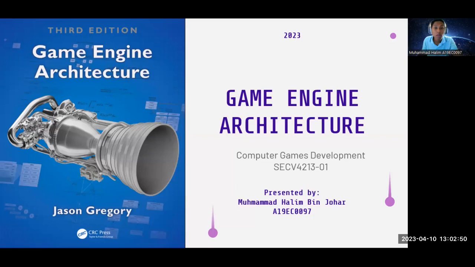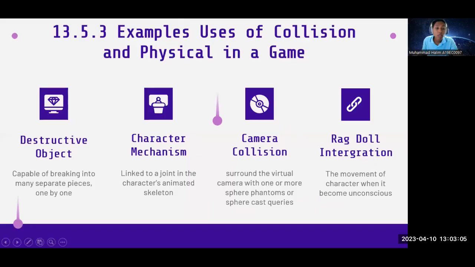In this video, I would like to present the review of the book named Game Engine Architecture by Gregory. So for chapter 13.5.3, it will explain examples of uses of collision and physics in the game. But I will explain another four use examples, which are destructible objects, character mechanics, camera collision, and ragdoll integration.